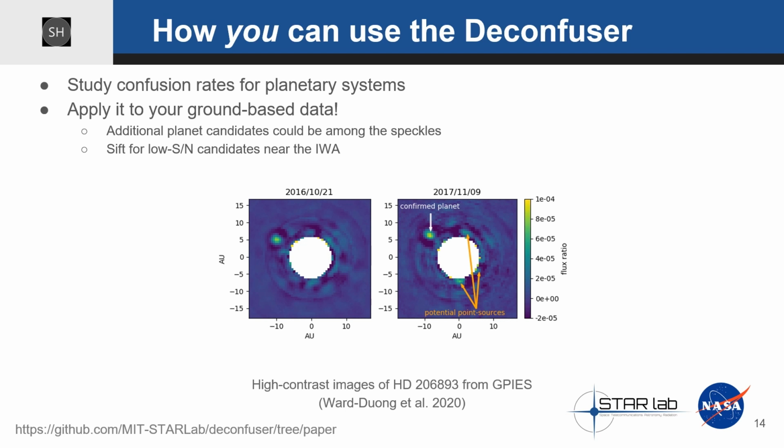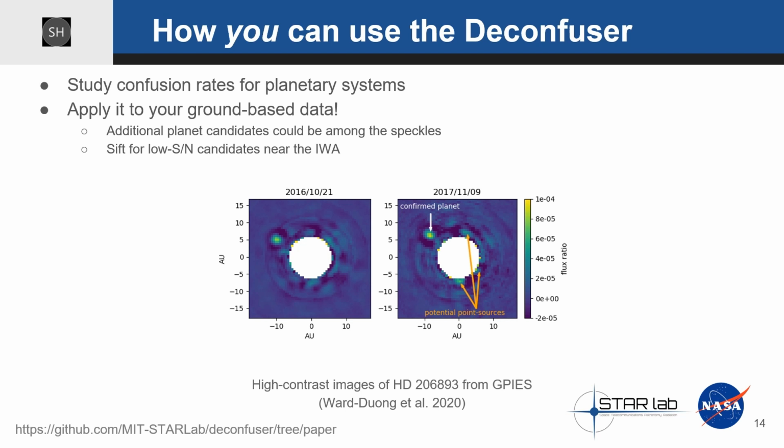So close to that inner working angle, you see a lot of potential point sources. So you can use the deconfuser to sift for low signal to noise candidates near the inner working angle. What you're seeing on this slide are high contrast images from the Gemini Planet Imager Exoplanet survey. This is the system HD 206893.